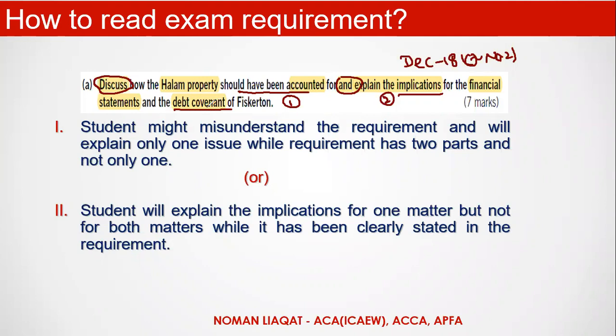Again, there is a possibility, as I mentioned, that students might misunderstand and explain the implication for one side, while the requirement states that they have to explain the implication for 2 areas. One is financial statements and second is debt covenant. If we misunderstand, or if we miss out one part, definitely we will be losing some of the easiest marks.